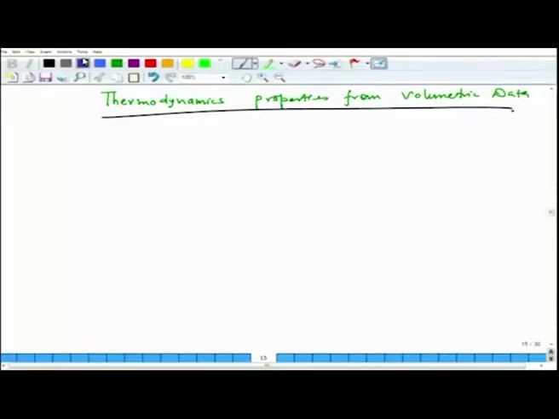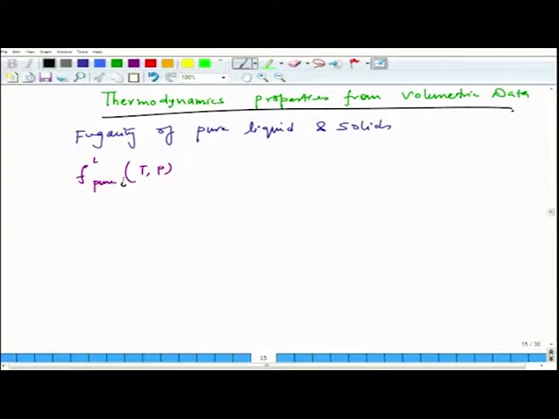Welcome back. In the last few lectures, we were discussing thermodynamic properties from volumetric data. We will continue this discussion, and in this lecture, we will look at the fugacity of pure liquids and solids. Often we would like to calculate the fugacity of a pure liquid at temperature T and pressure P. Let us say the liquid is i in this case.